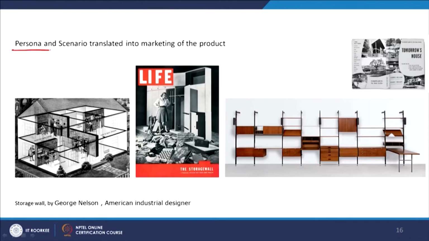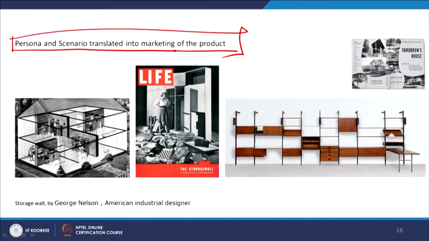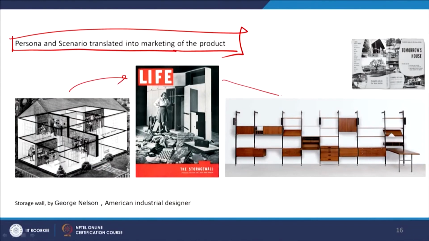Then persona and scenario can be translated to a marketing product. Persona and scenario together help the designers, marketing people, web developers, as well as the client to understand the user. So this is one of the projects where persona and scenario have been displayed very well. This is by the famous furniture designer George Nelson, who is called the father of American modernism.